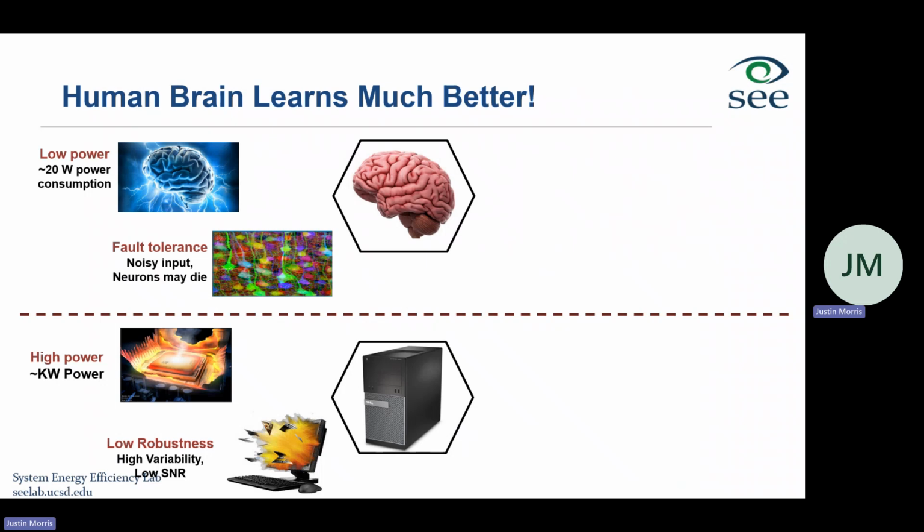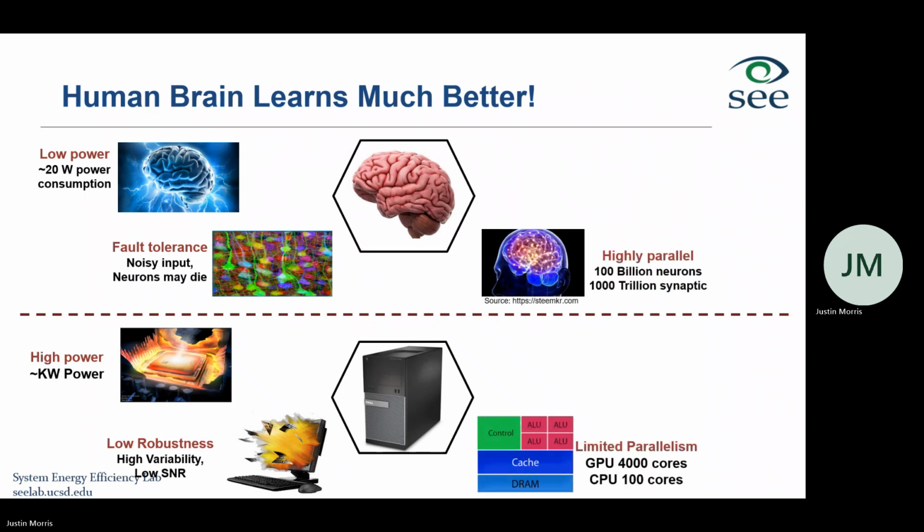Like if you have a machine learning algorithm that is able to recognize the digits 0 through 9, and then you just give it an upside down 5, it has no idea what that is anymore, right? The human brain is also highly parallel with billions of neurons and trillions of connections, whereas with traditional computing, we have limited parallelism with 4,000 cores for GPUs and hundreds of cores for CPUs.